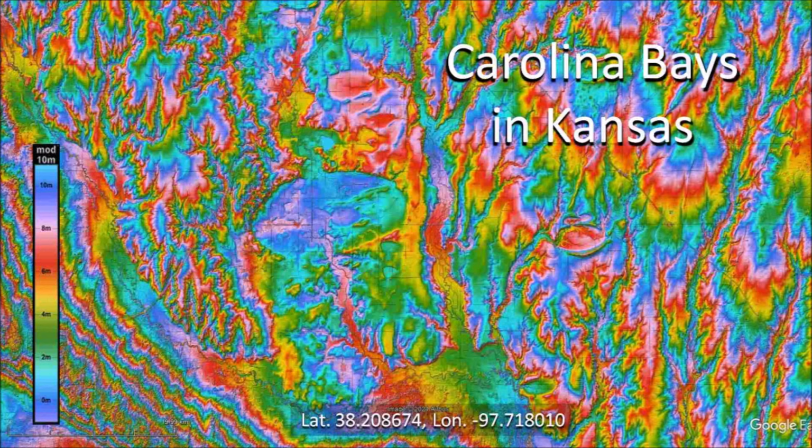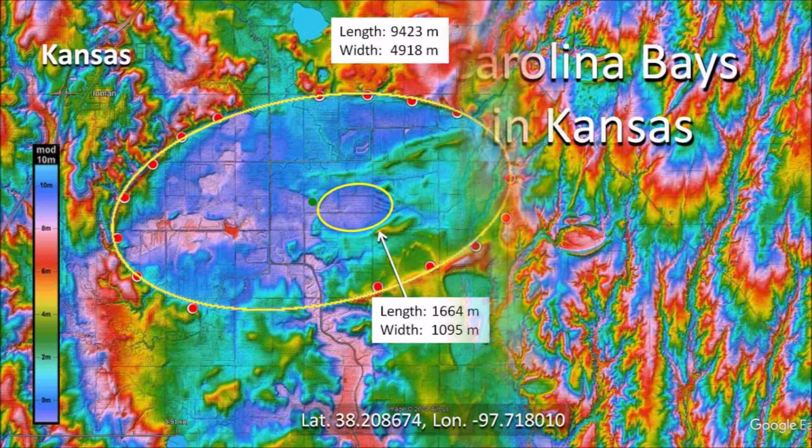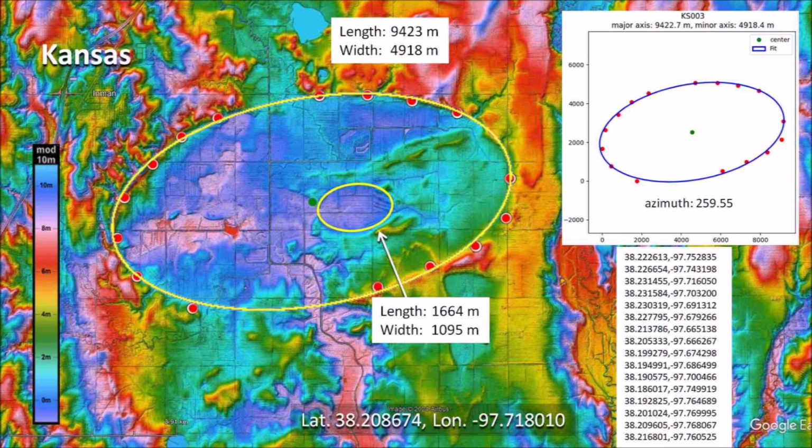It is well known that Nebraska has elliptical basins like the Carolina bays, but this is also true of Kansas. The terrain in Kansas is rough and it has been subjected to a lot of erosion, so it is difficult to see the elliptical basins even with LiDAR. This large basin with a length of 9,423 meters has a basin measuring 1,664 meters within it. The large basin is over 2 kilometers larger than the basin in Richmond, Virginia.